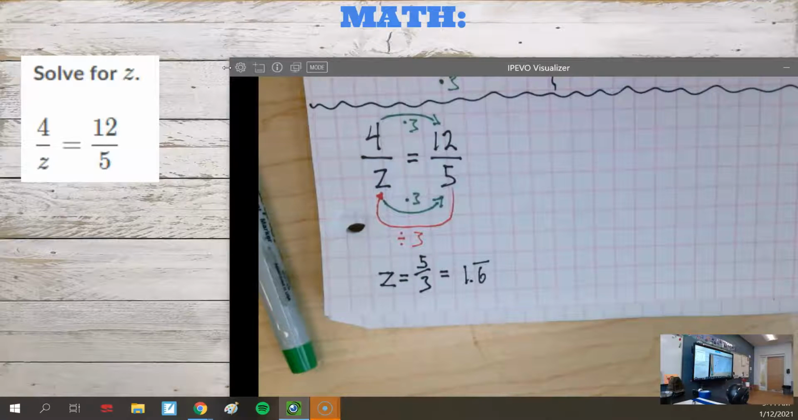Questions on that one? Why we had to divide instead of multiply? And guys, this is one of those skills where the best way to learn it is just practice it. Do your Khan Academy practice. If you still feel iffy, do it again. You can do those practices multiple times.